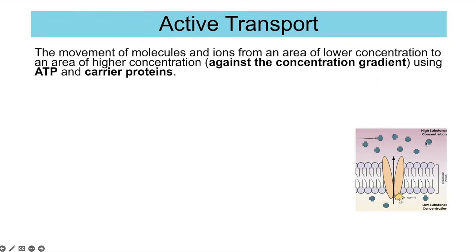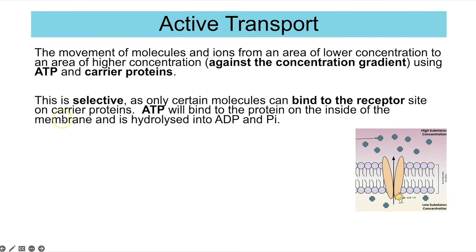Active transport is the movement of molecules and ions against the concentration gradient. So going from an area of lower concentration to higher concentration. And because it's going against the concentration gradient, energy is required from ATP, and also you need a carrier protein, and it is always carrier proteins, not channel proteins. Now this is a selective process because it's still linked to the idea that a particular molecule has to be complementary in shape to a specific carrier protein.